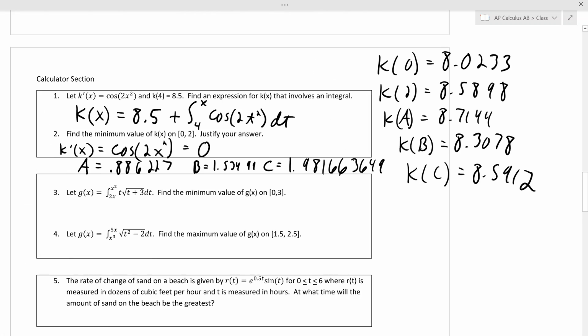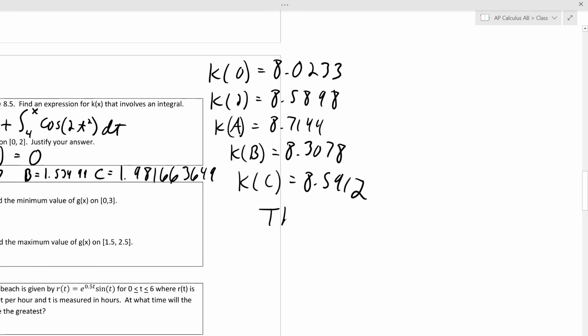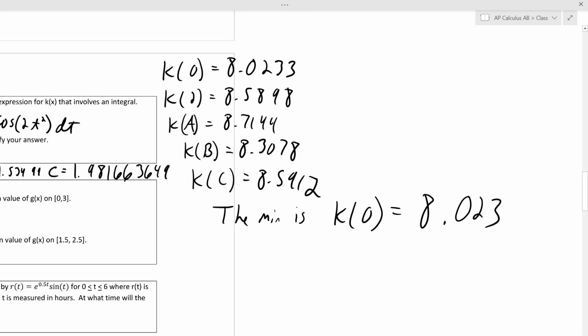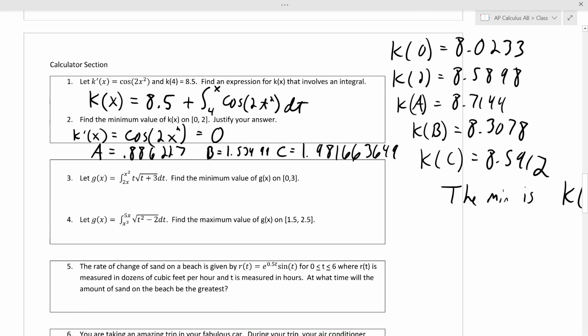So the way you'd answer that really, and this is just a review, so we're being a little sloppy here, but you'd write the min is k of 0. Whoops, I was going to do my 8 equals 8.023. So that's the smallest value. And this is really the minimum right here. All right, it's the y value. But if you put k of 0 equals, then you kind of cover all your bases. And that's that.